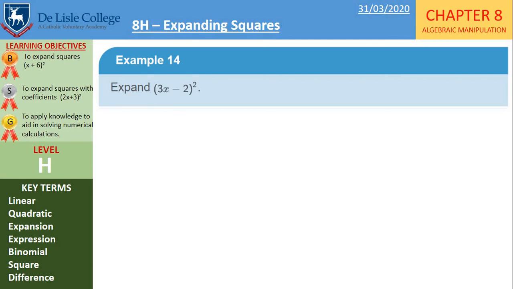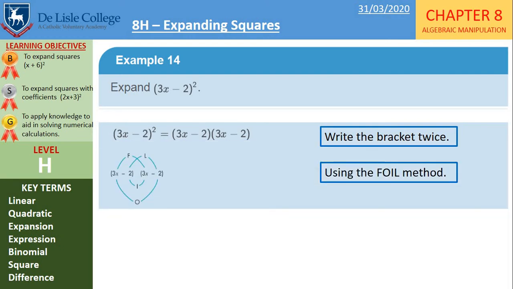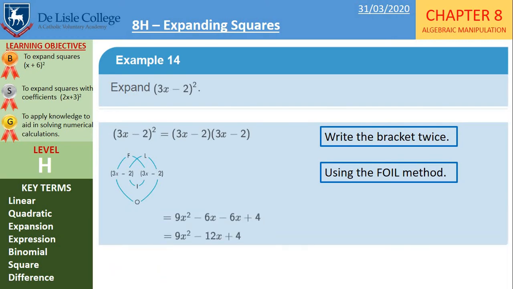Okay, we're going to have a look at some slightly more challenging questions. All that's different is the coefficient of the x term is not going to be 1 or negative 1. So, same as before, let's copy down this example. We'll write the initial question and then we'll write down the bracket twice. Using your preferred method, you're going to expand these brackets. I've chosen FOIL. So there you can see the arrows linking up which terms we are multiplying. So we end up expanding and simplifying. We get 9x squared take away 12x plus 4.